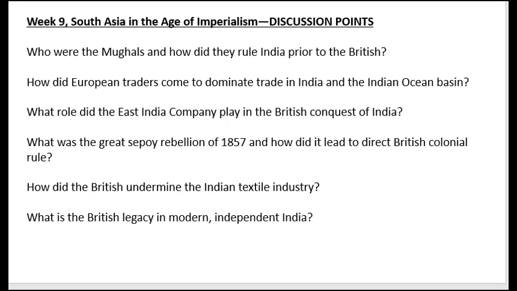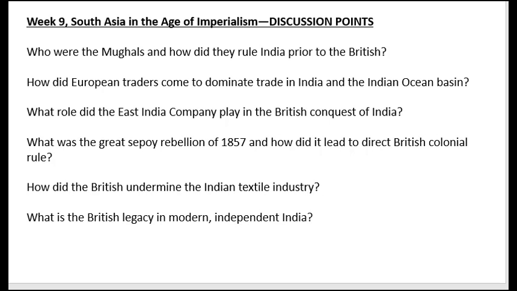First, we're going to take a look at who was ruling India before the British came there. Who were the Mughals, a sort of Muslim empire that ruled over much of India prior to the British, from the 1500s through the 1700s. We're going to take a look at how European traders came to dominate trade in India and in the Indian Ocean basin. That was the early penetration of Europeans into that area and how they came to dominate trade. What role the East India Company played in the British conquest of India.